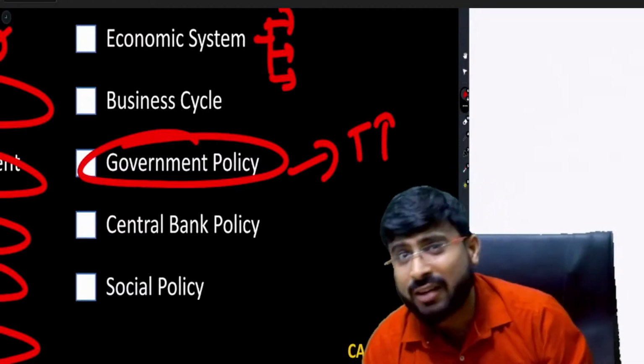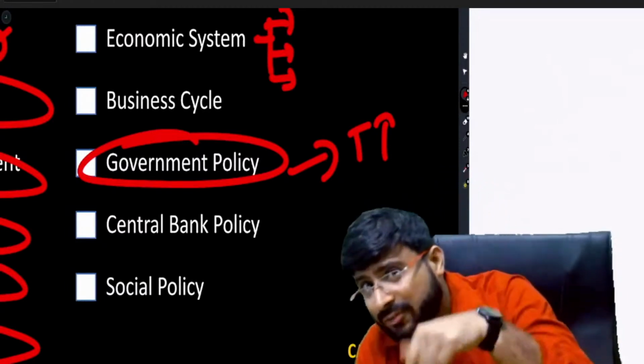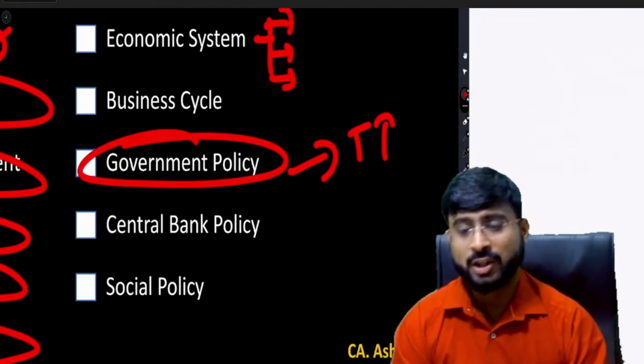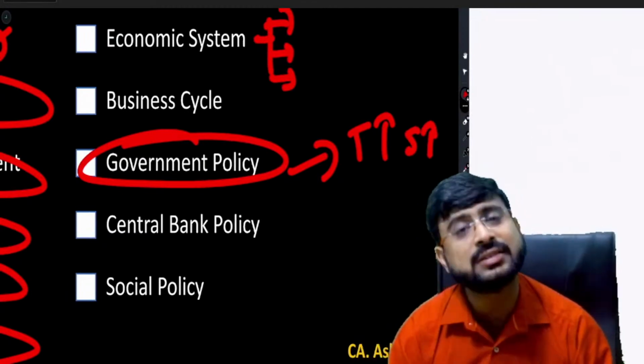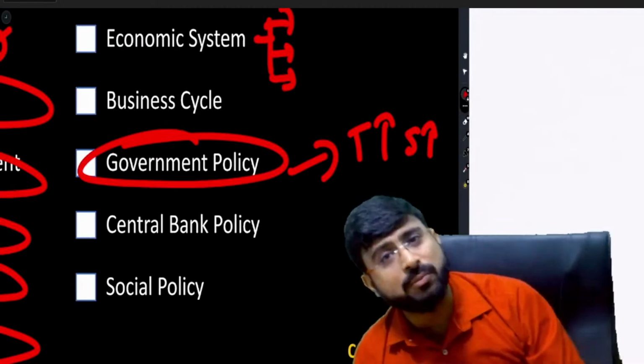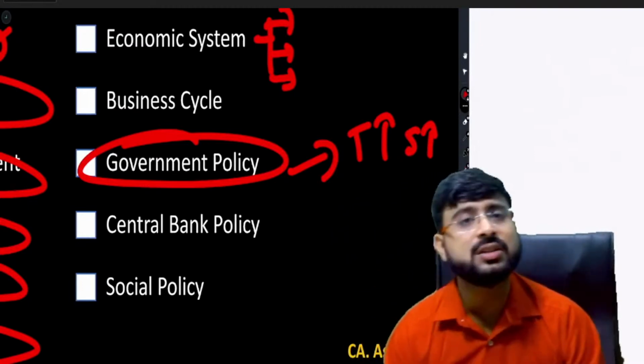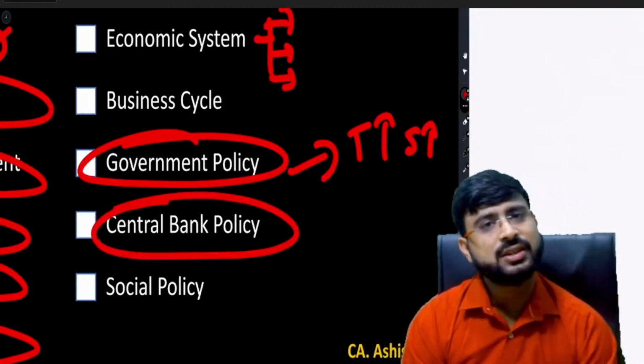It means businesses will have a lesser amount because the government will take the taxes. Similarly, if the government gives more subsidies, then businesses will benefit from the same. Logical, sir. Central bank policy.